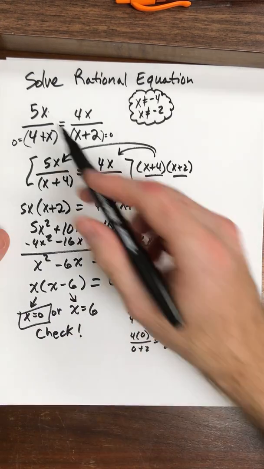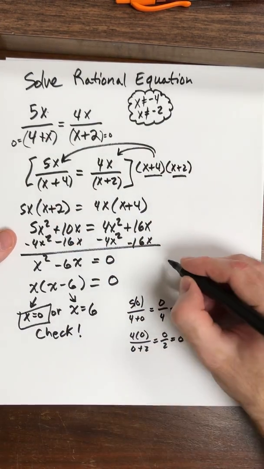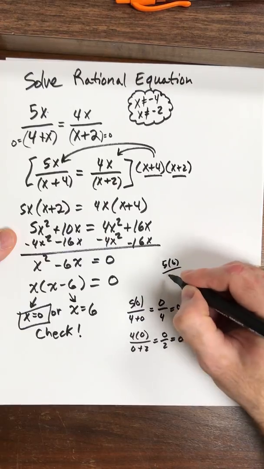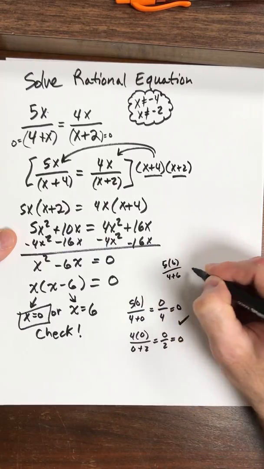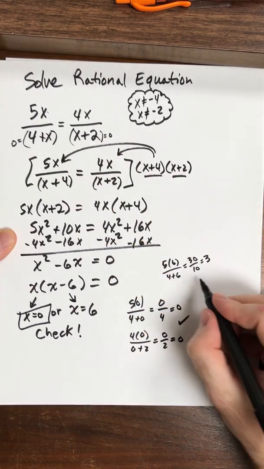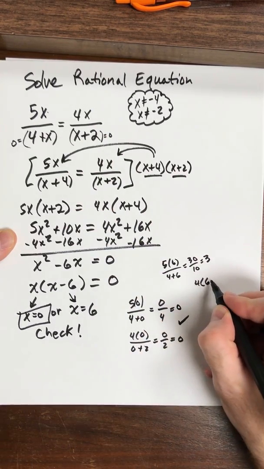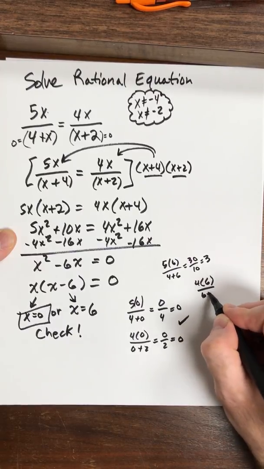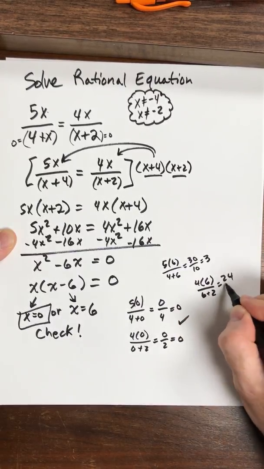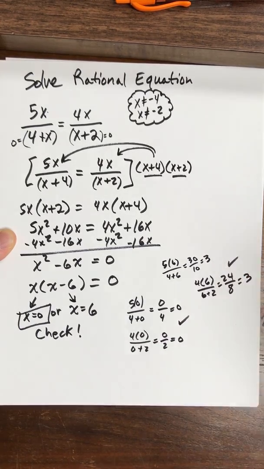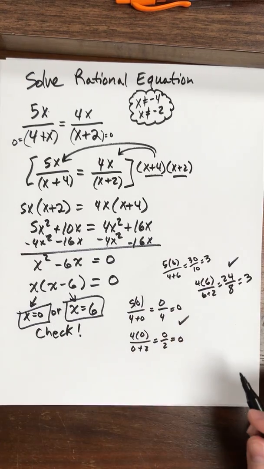Let's try 6. If I plug a 6 in, I get 5 times 6, and then 4 plus 6, so that's 30 divided by 10, which is 3. And then I have 4 times 6 is 24 divided by 6 plus 2, so that's 24 divided by 8, which is 3, so that works too. So both of these are good to go.